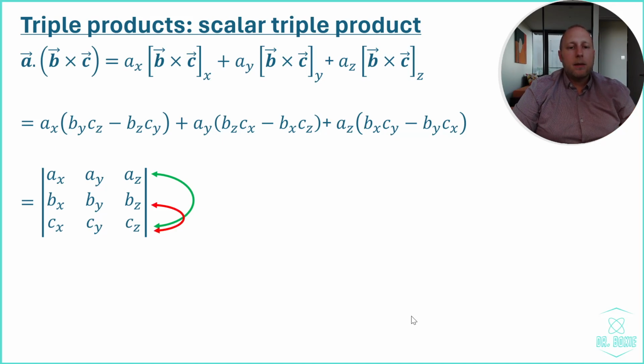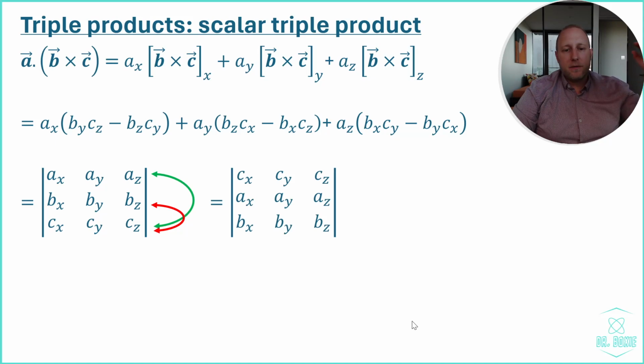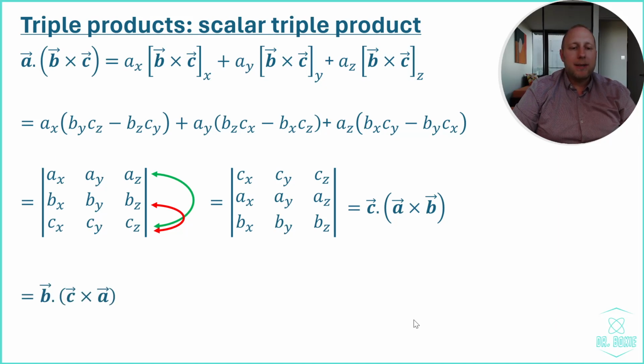If I then choose to switch again two rows, for instance the second and the third row, the net result is two minus signs, and so there is no net change in the determinant. So we get that this is equal to the determinant of the rows of c's, a's, and b's. Basically, I switched two rows. But this, according to what we just saw, is the same as the scalar triple product of c dot a cross b. In exactly the same fashion, we can show that this is equal to b dot c cross a.